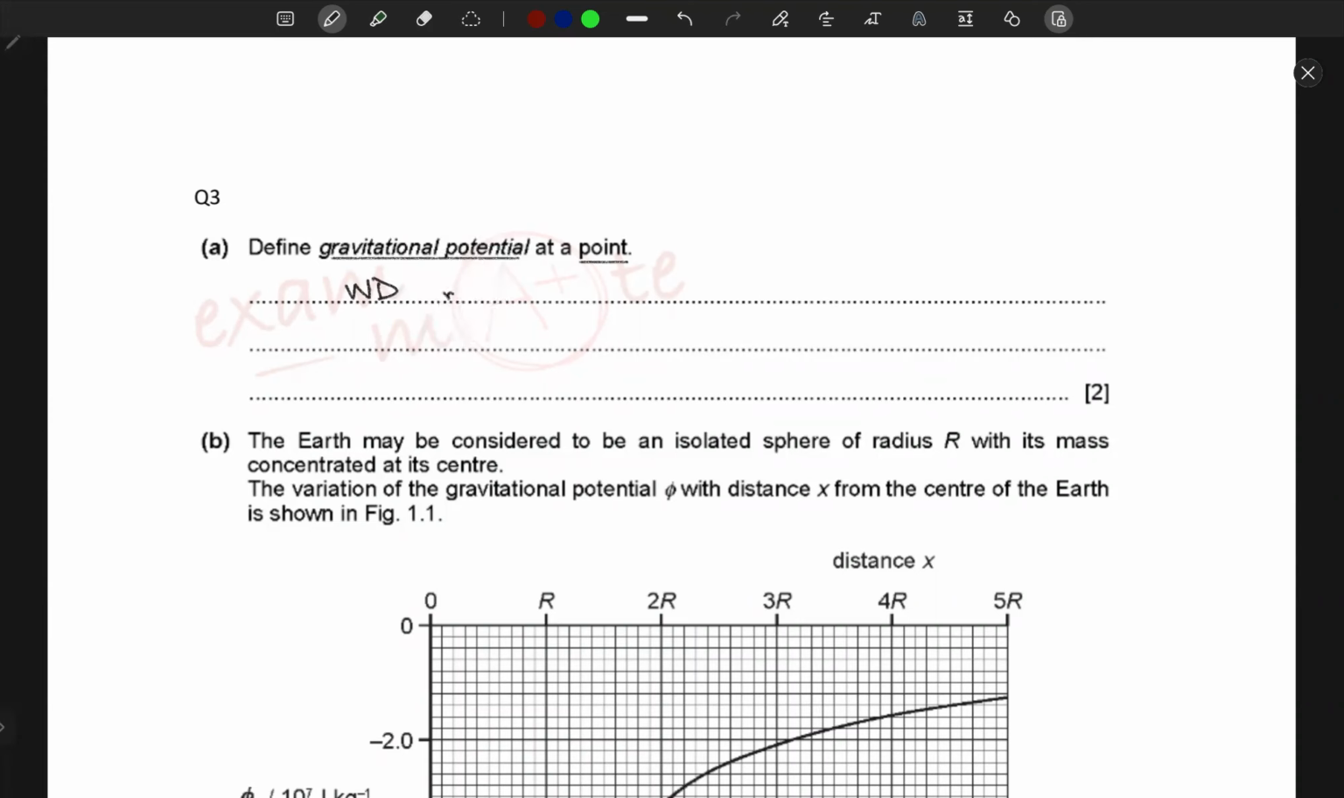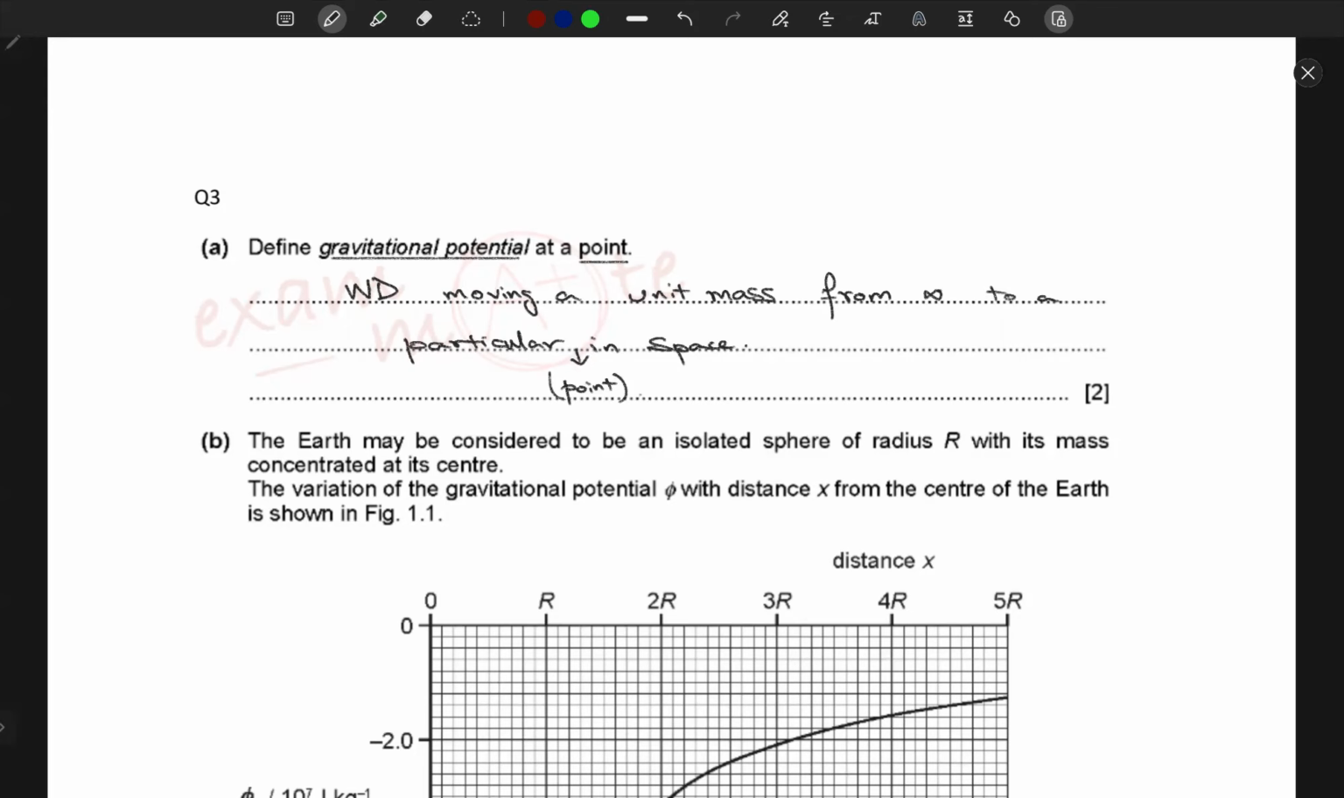So it's just the work done in moving a unit mass from a distance that is very far away, so basically those distances we refer to as infinity, to a particular point in space. So that's the gravitational potential at a point, right? I forgot to write point, so just put it. So that's clear for everyone, right?